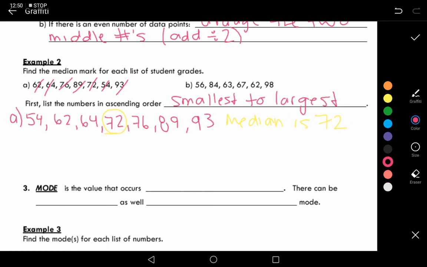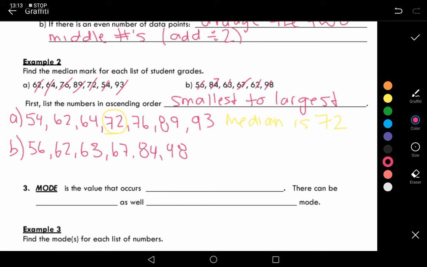Okay, so now let's do the second one. The first thing we need to do is order them again. Our smallest here, it looks like, is 56. And then we have 62, 63, 67, 84, and 98.